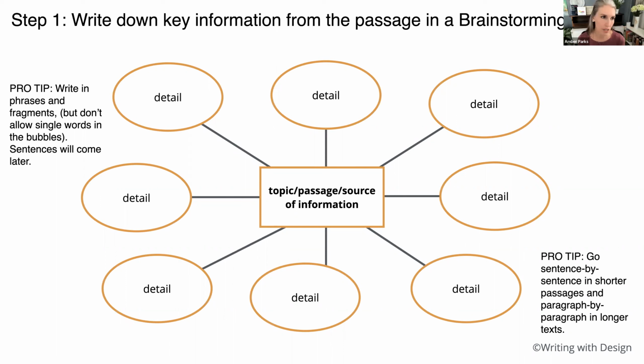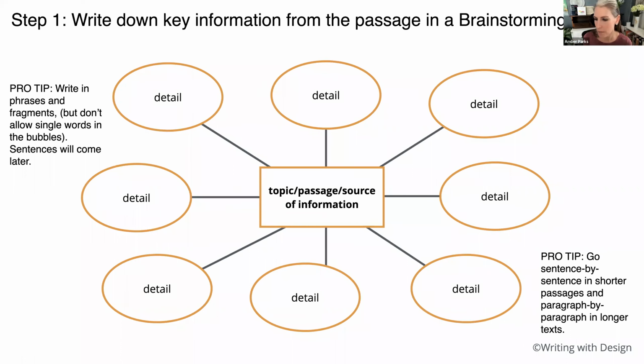And a couple pro tips to talk about. One is to write in phrases and fragments. We don't want single words in the bubbles, but we also aren't looking for complete sentences. So be somewhere in the middle. Phrases and sentence fragments are wonderful instigators or starters for building paragraphs or clustering ideas. Full sentences in these bubbles just becomes too much. And single words, if it doesn't really tell us what about that topic we are wanting to put into a full sentence. So phrases are great.